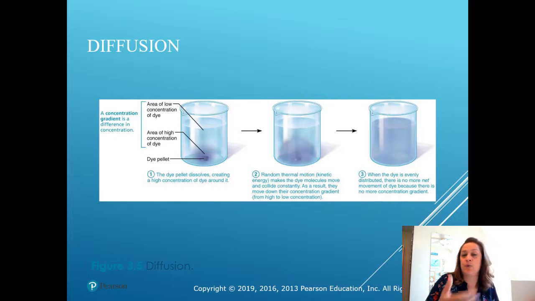We don't want to get to the point where we have enough oxygen on both sides of the membrane, because then we're not absorbing oxygen. If we don't absorb oxygen, right, we're out of luck.